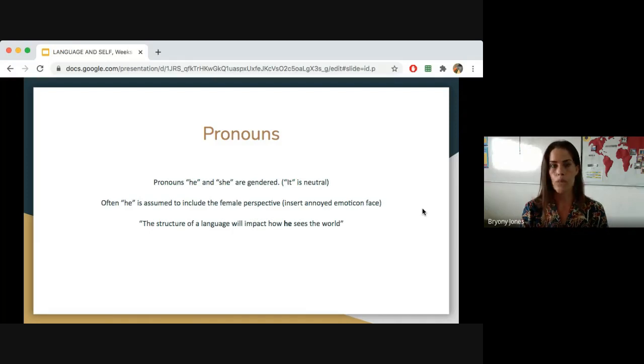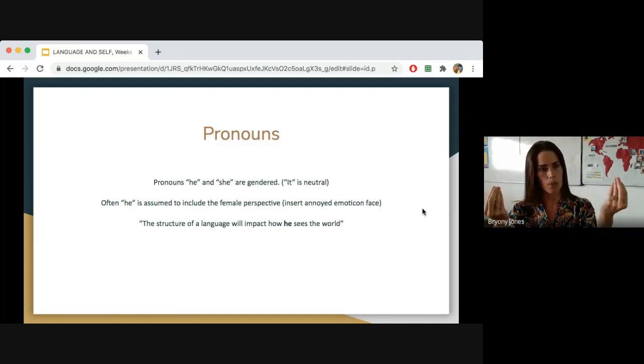But typically when you're referring to a person, you're going to use a gendered pronoun. He went to the park, not it went to the park. That would be weird. Unless it's a baby and you don't know its gender. Have you guys ever done that? Like, it's really cute because you don't know if it's a he or a she. Okay, but typically we're using gendered pronouns. And gendered pronouns are identity markers, right? They're going to tell us, do you associate as a man or as a woman? So he is often assumed to include the female perspective.